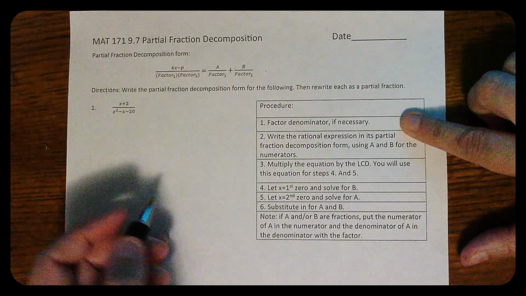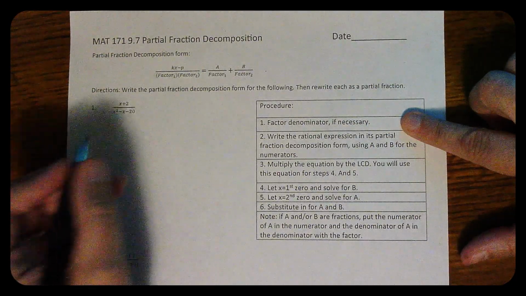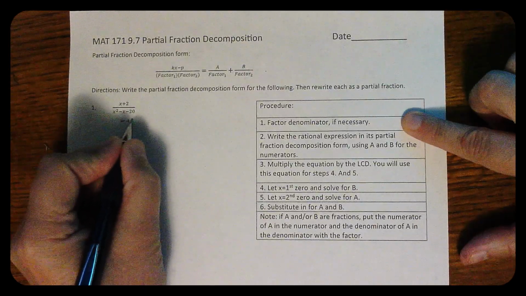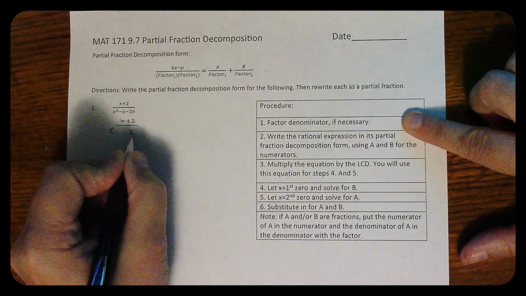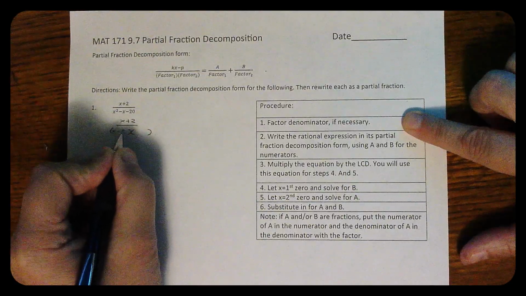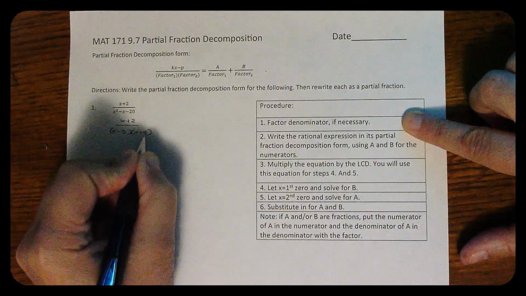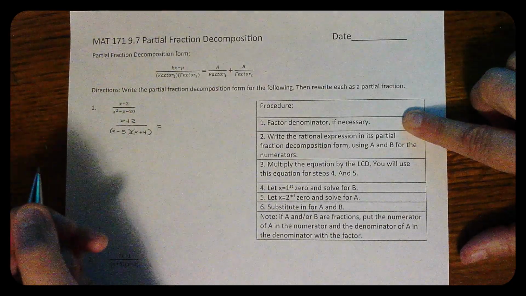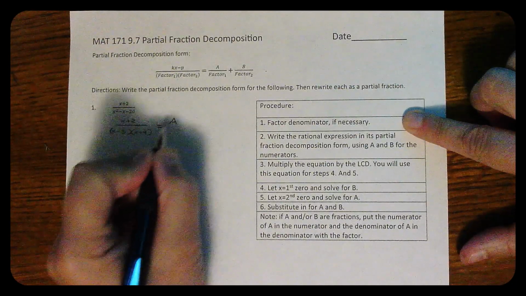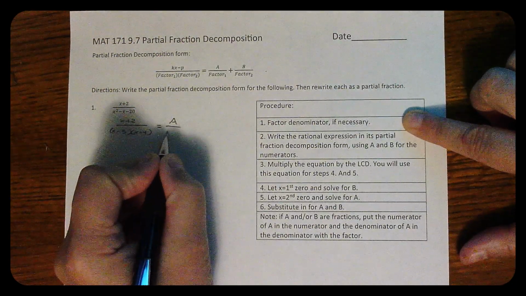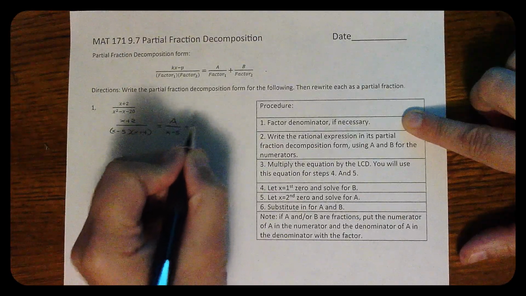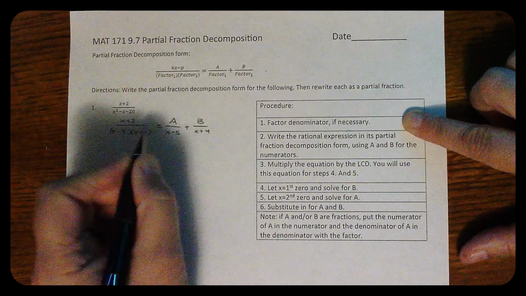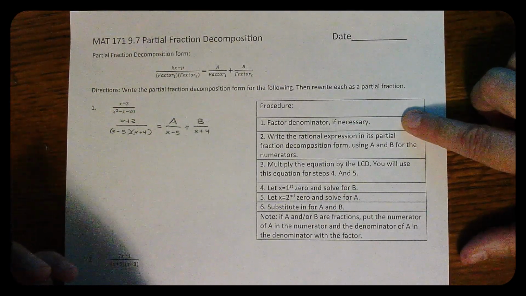So step 1, you're going to factor the denominator if you need to. And so x squared minus x minus 20 can be factored into x minus 5 times x plus 4. Okay, so for this rational expression, the partial fraction decomposition form will be, you're going to put the letter a on top of one of the factors plus b on top of the other factor, x plus 4. And our job is to find the values of a and b.